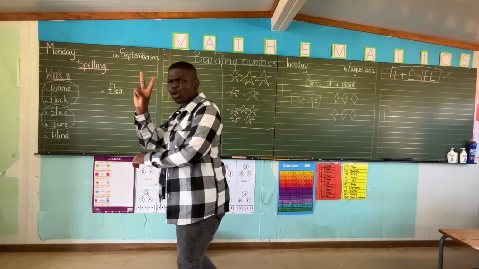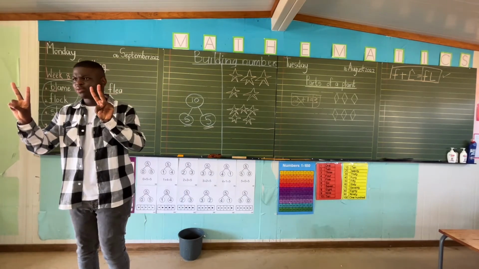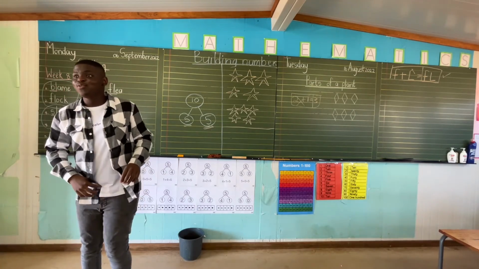Let's say we have 2 dogs. We have 2 dogs, and we bring 2 more dogs. What do we get? We get 4.